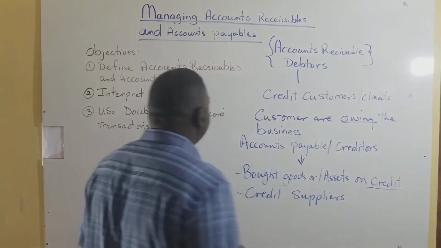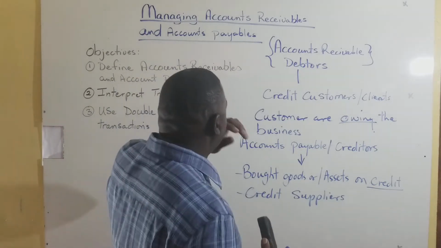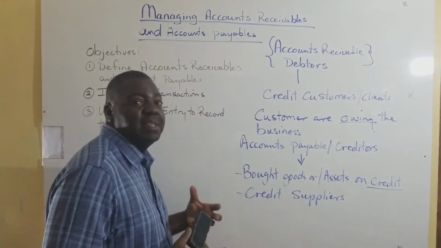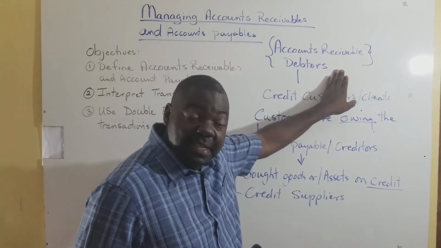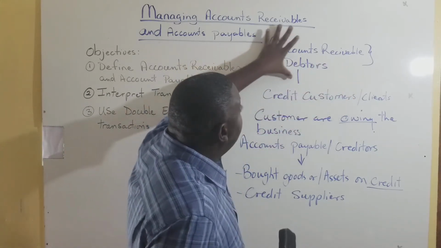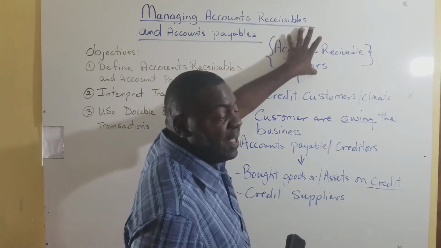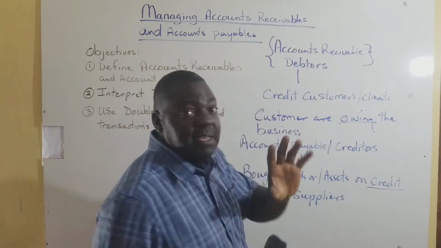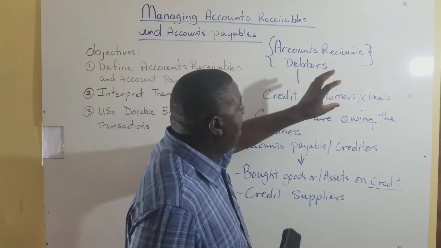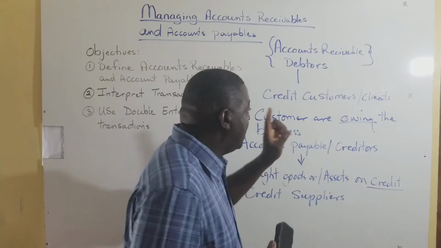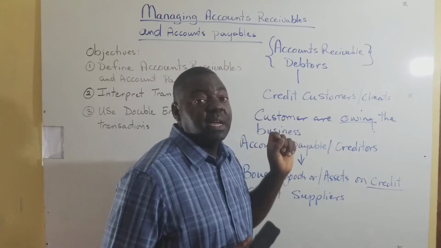All right? So now that we have established the understanding of the two important concepts, accounts receivable, also referred to as debtors, this classification really arises from the fact that we are selling goods on credit to customers or clients, goods and services.